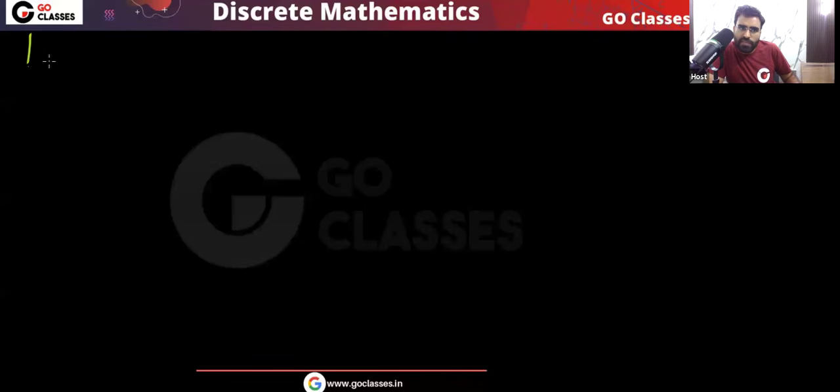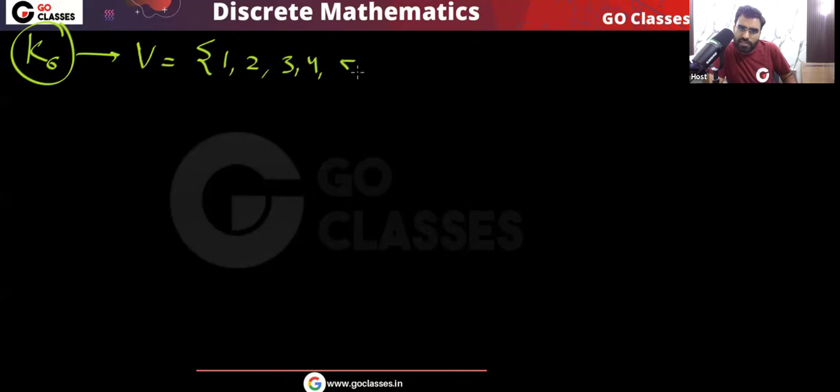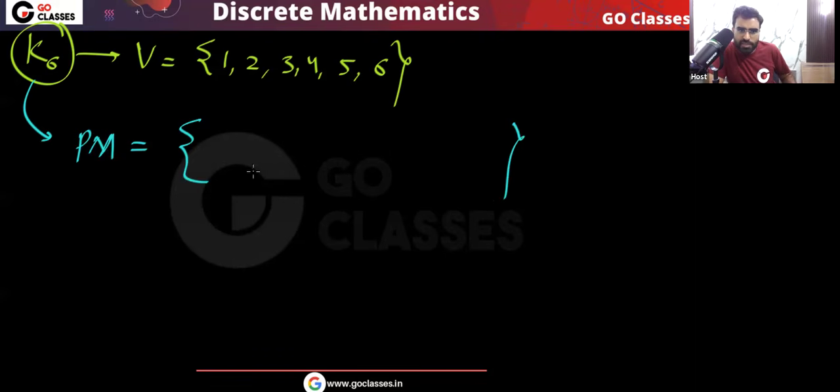Very simple. We have K6 and the vertices are 1, 2, 3, 4, 5, 6. And in this K6, we need to find perfect matching. Perfect matching should cover all the vertices, and it is a set of edges which are pairwise non-adjacent. So basically 3 edges we need.